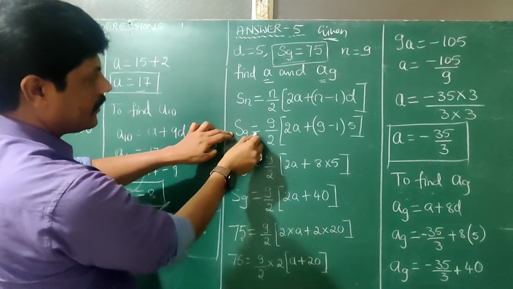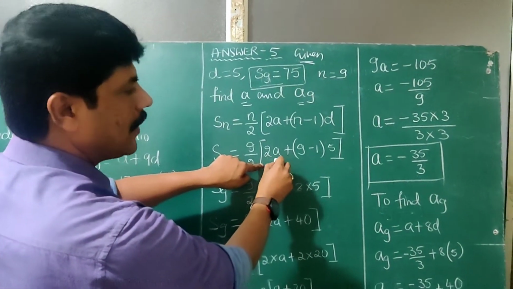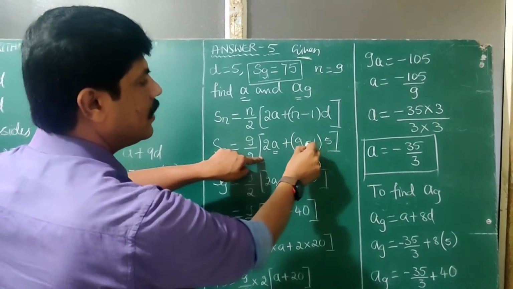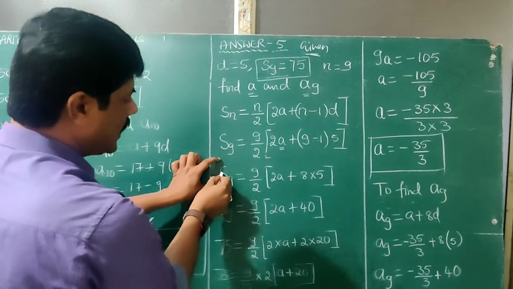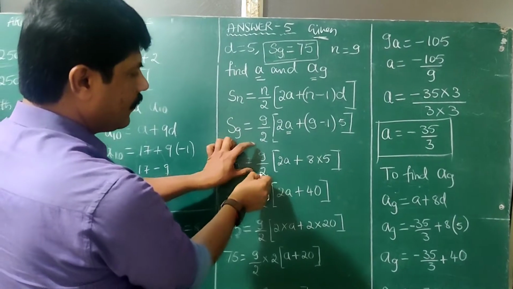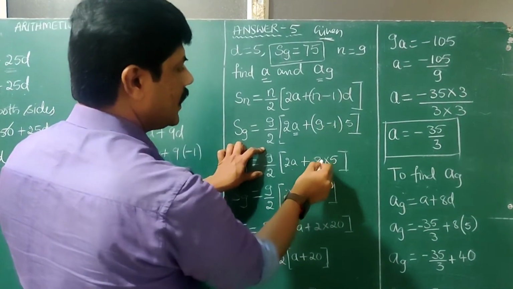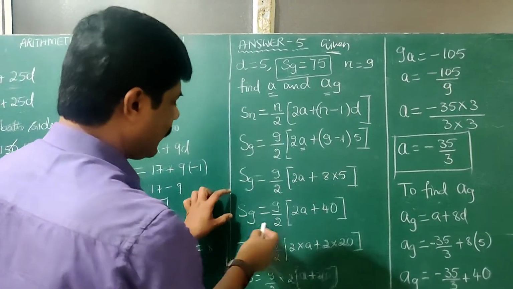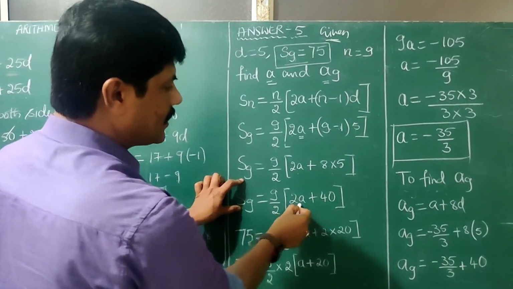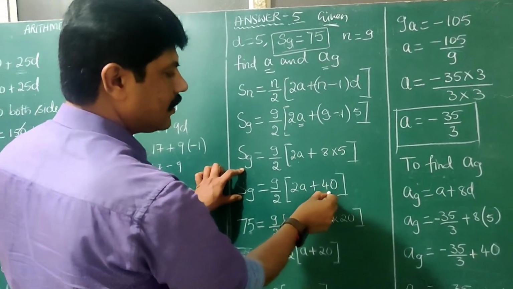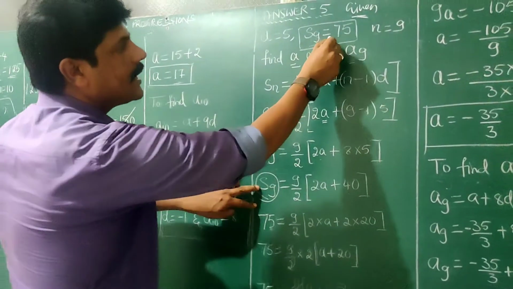Therefore, S9 is equal to, in place of n, 9 by 2 into 2A, this is the A value we have to find, plus 9 minus 1 into D, and D is 5, substituted here. S9 is equal to 9 by 2 into 2A plus 9 minus 1, which is 8, into 5. S9 is equal to 9 by 2, keep as it is, not possible to divide, 2A kept as it is, plus 8 fives are 40. Now the value of S9 is given: S9 is equal to 75.